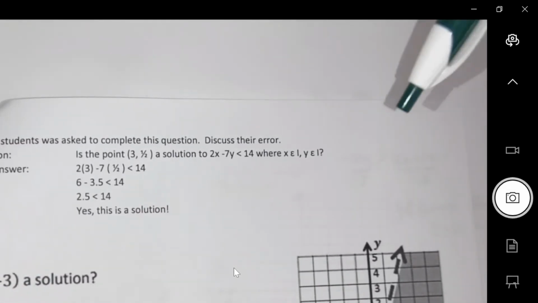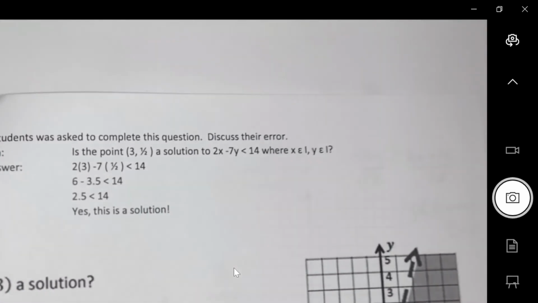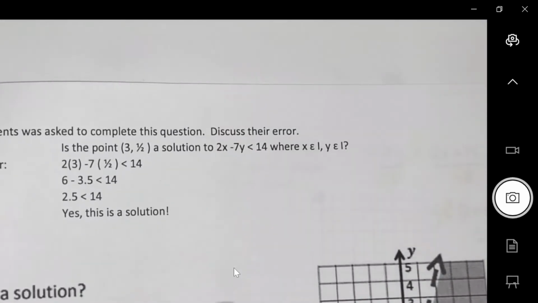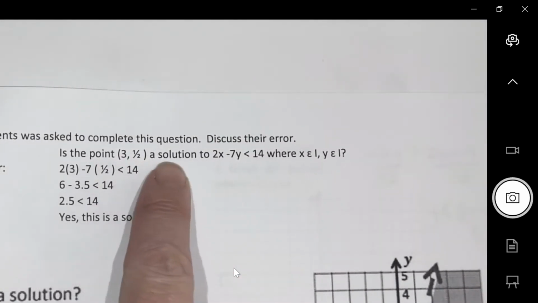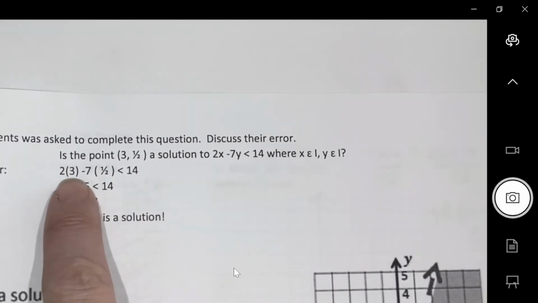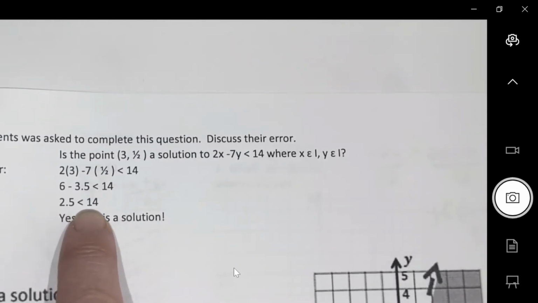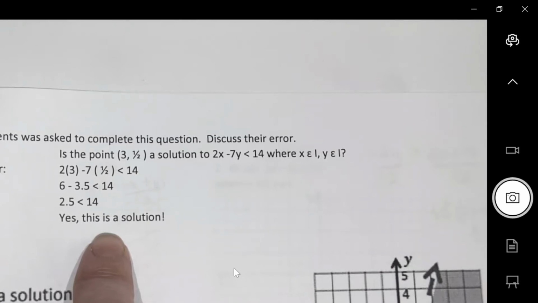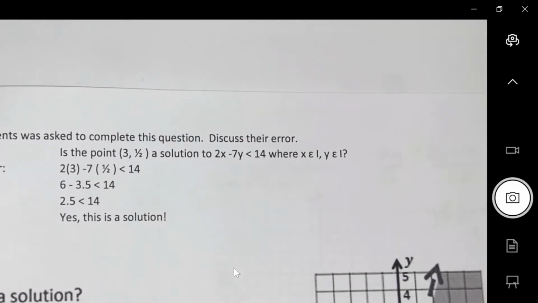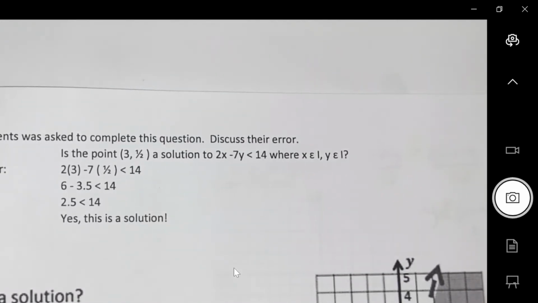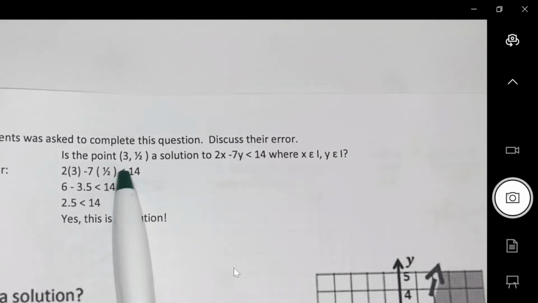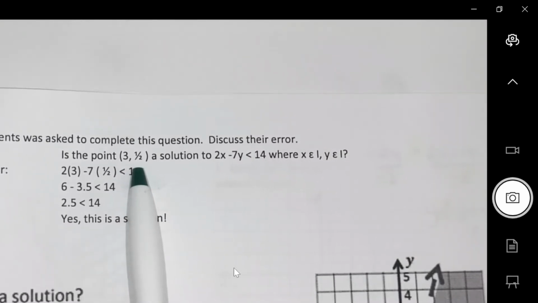Okay, I asked students to tell me this. I said, just like we did last time, is the point 3 comma half a solution? And then they plugged in the 3, they plugged in the half, and then they said, well, yeah, 2.5 is less than 14, so it is a solution. Okay, but this is not correct. Where is their mistake? Can anybody figure out what their mistake would be? Why is this point actually not a solution?